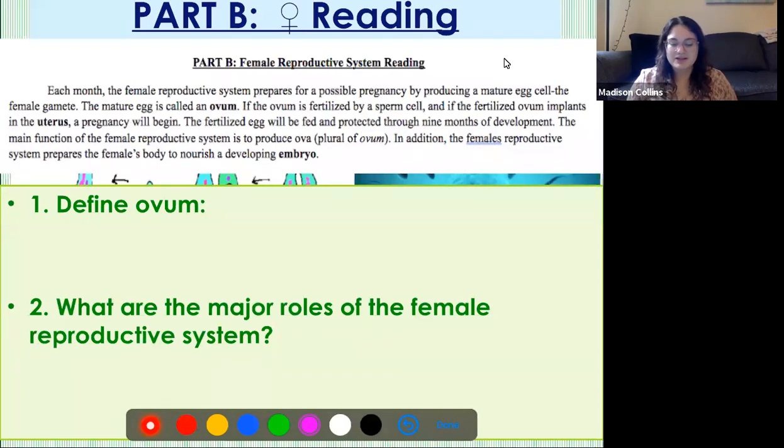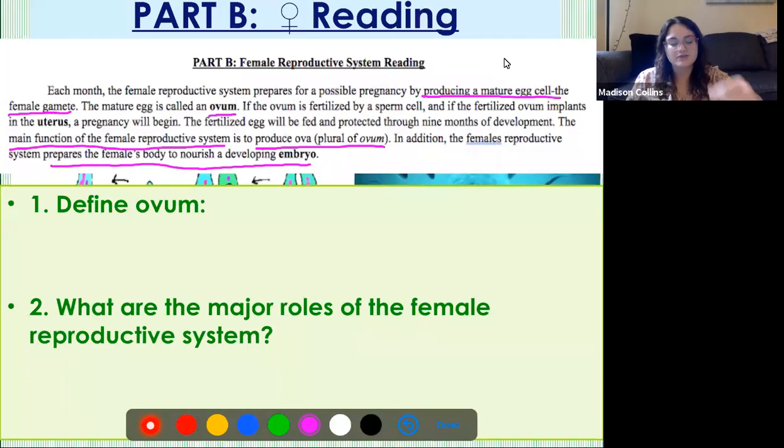Each month, the female reproductive system prepares for a possible pregnancy by producing a mature egg cell, the female gamete. The mature egg cell is called an ovum. If the ovum is fertilized by a sperm cell, and if the fertilized ovum implants into the uterus, a pregnancy will begin. The fertilized egg will be fed and protected through 9 months of development. The main function of the female's reproductive system is to produce ova, which is the plural form of ovum. In addition, the female reproductive system prepares the female's body to nourish a developing embryo.